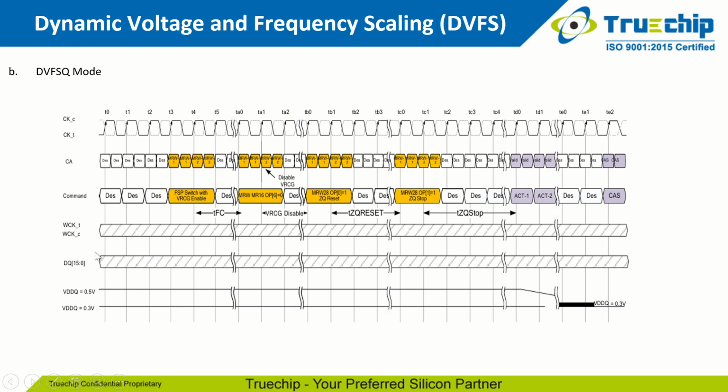Here we can see the below waveform, in which we can see the MRW1 and MRW2 command, which come with the FSP switch with voltage reference current generator enabled, followed by MRW1 and MRW2 command with configurations of mode register 16 with opcode 6 equal to 0, which makes VRCG disabled, followed by MRW commands to the ZQ reset, followed by the ZQ start to perform the calibration. After which we can see the transition of VDDQ from low to high.